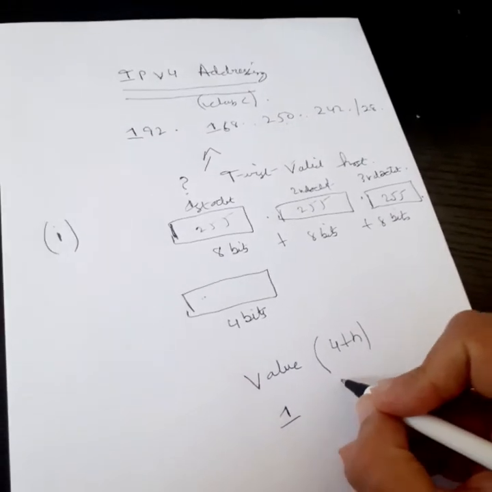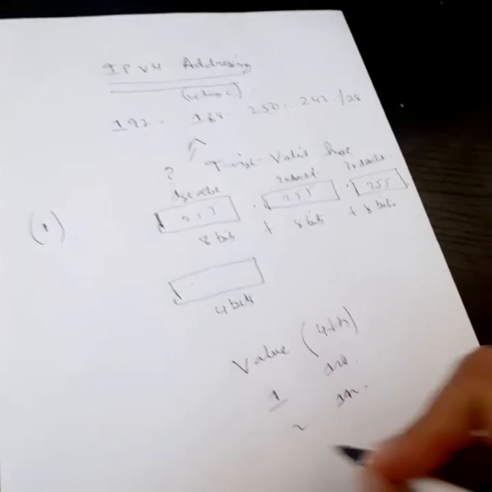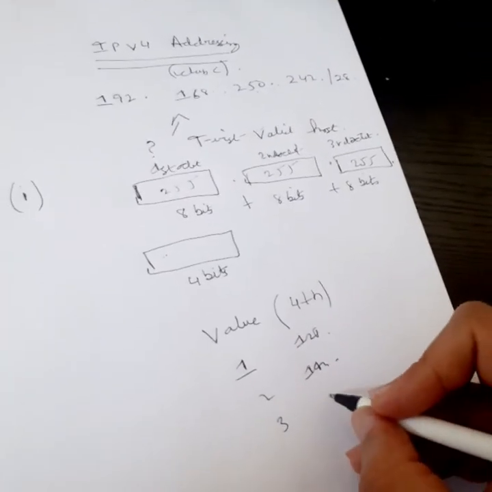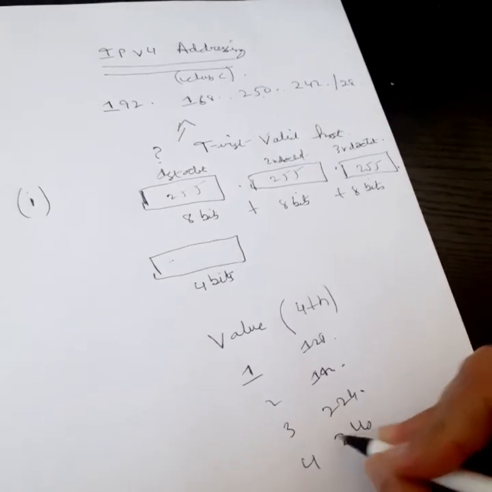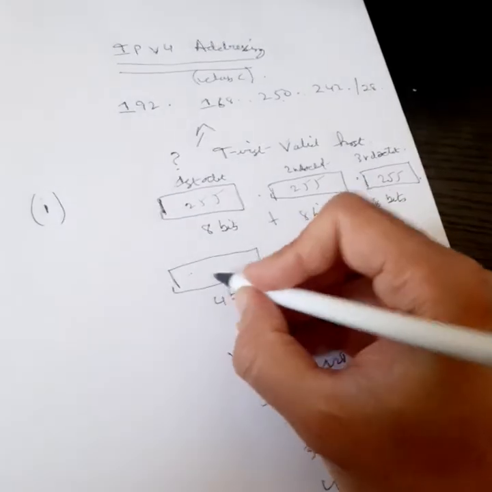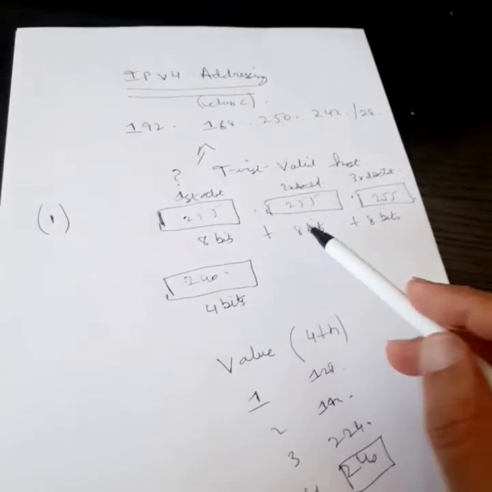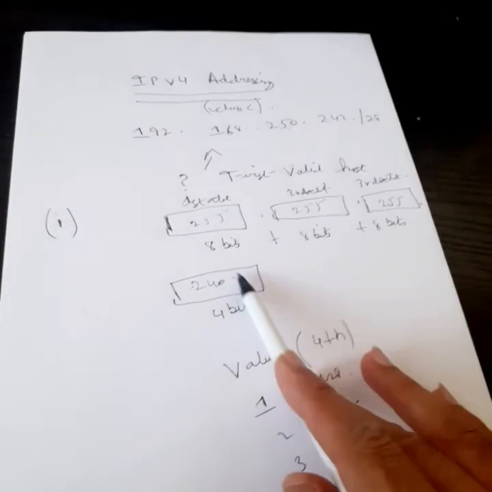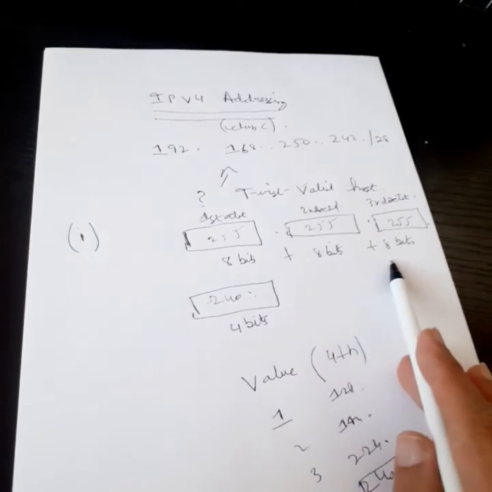The first value is always 128, the second value is always 192, and the third one is always 224. That's the value we are looking for, 240. So that's going to be our subnet mask in dotted decimal notation. So fairly easy.